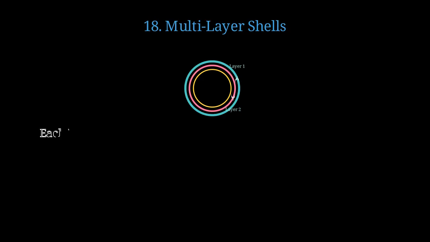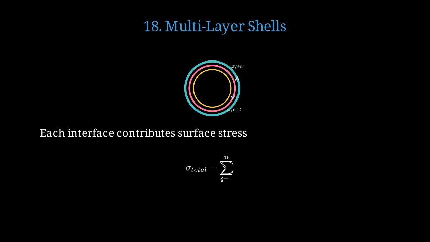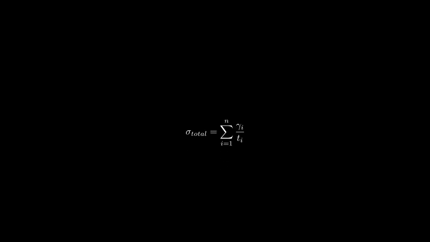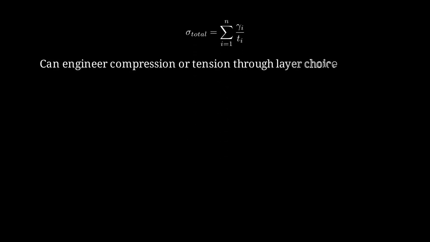Many advanced nanocapsules use multilayer shells to optimize mechanical and functional properties. A multilayer shell has distinct layers with different materials and properties, each with its own surface stress. Each interface between layers contributes its own surface stress, with signs depending on material compatibility. The total stress contribution is the sum over all layers of gamma i divided by thickness Ti. Engineers can create beneficial compression or tension by carefully choosing layer materials and thicknesses.